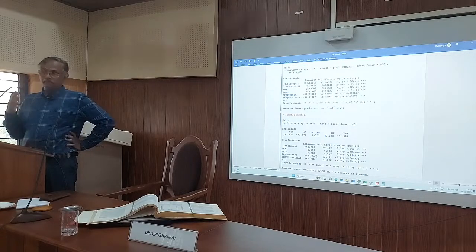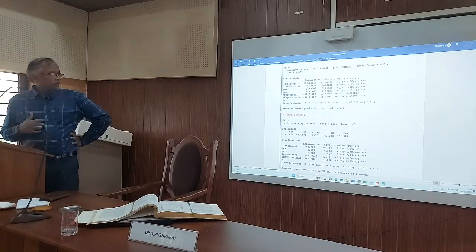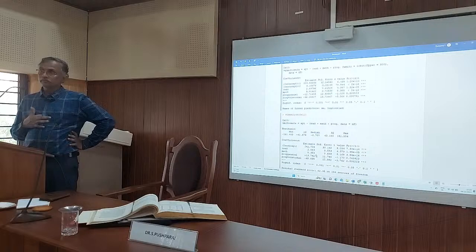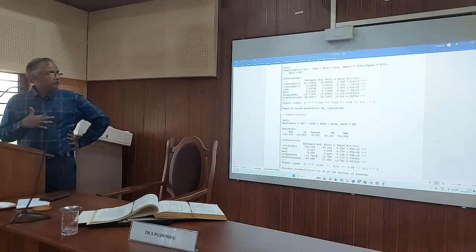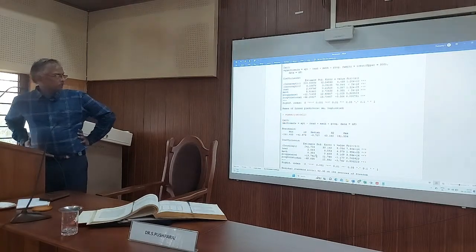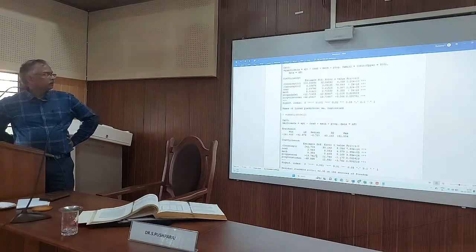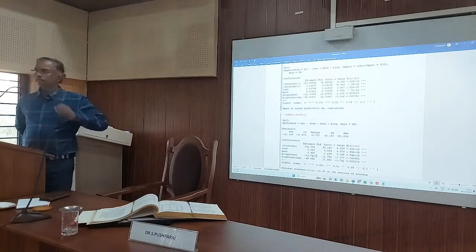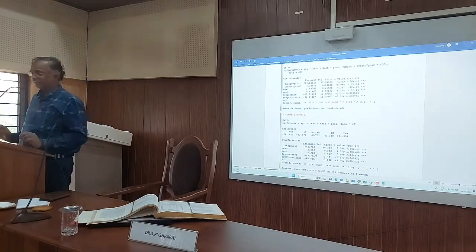The problem is that consistency. OLS may not be consistent. Yes, right. So this is the problem, right? And significance also is almost the same. Significance also same. The t value is a little different, but almost the same.